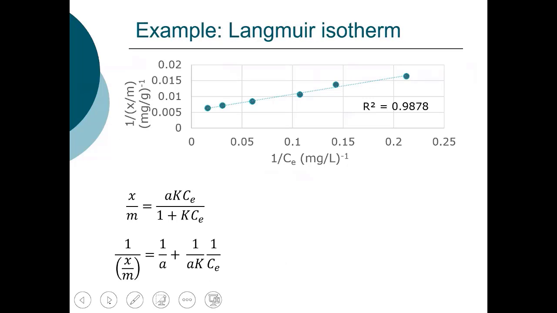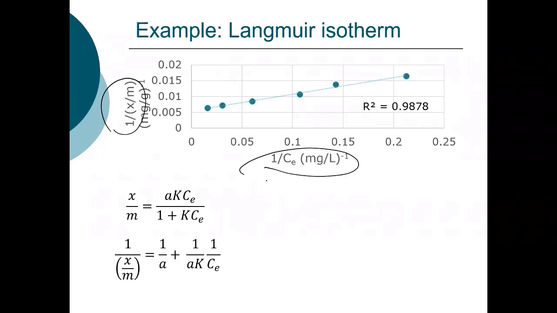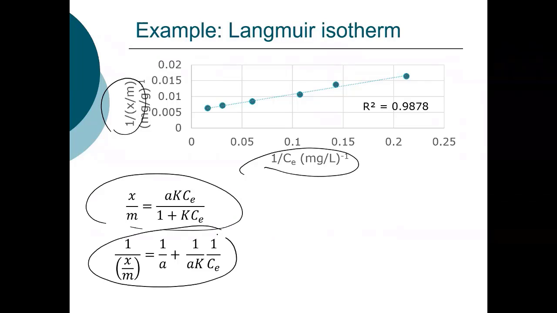We can do the same for a Langmuir isotherm. Again, we're linearizing the data, in this case by 1 over X over M versus 1 over the concentration. This is our Langmuir isotherm. So we linearized it in this way here. And we have an equation for a line.